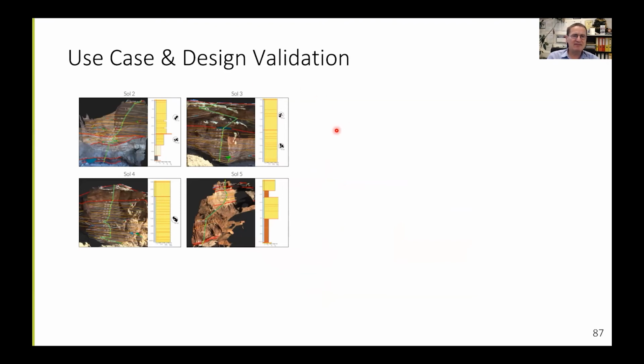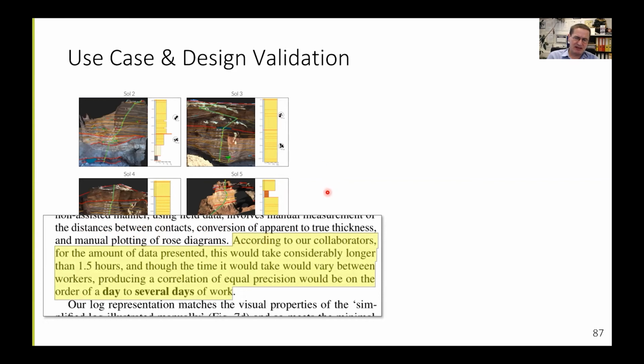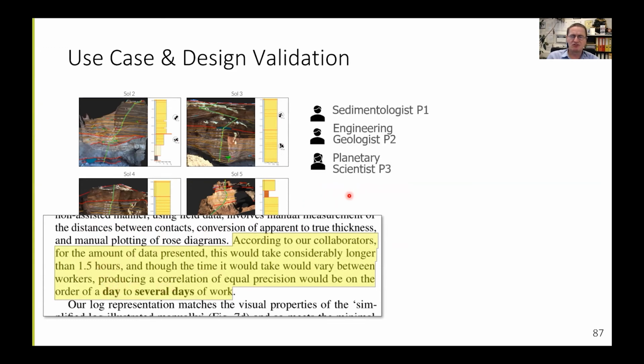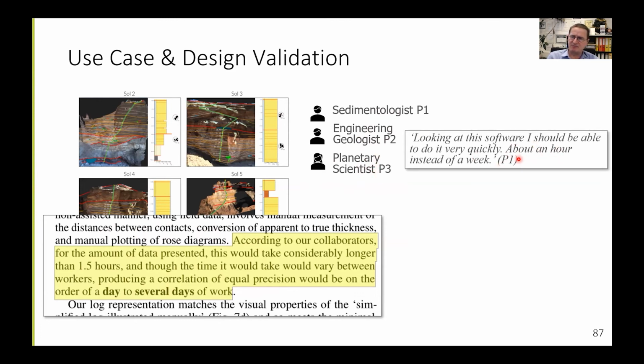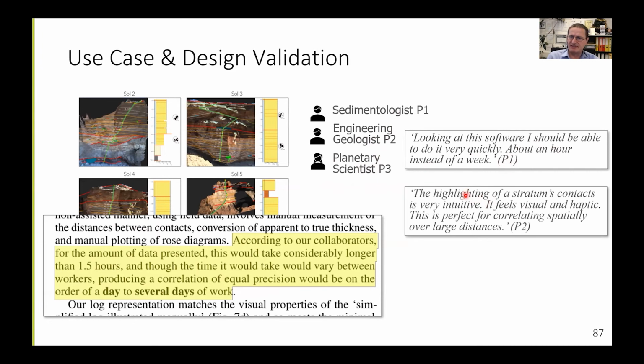And for the use case and design validation, there was anecdotal feedback where the domain experts were rather happy that the manual generation of these logs, which would take days or several days, has been reduced to hours. Only a few experts have been asked here. It's not like in information visualization where you can ask 20 or 50 scientists, only a few of those. And they mentioned certain aspects that they like. So the speedup is really a big advantage.